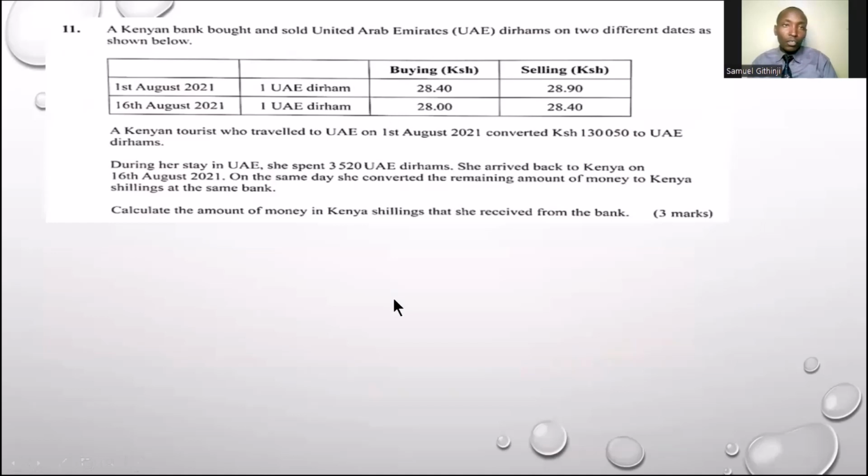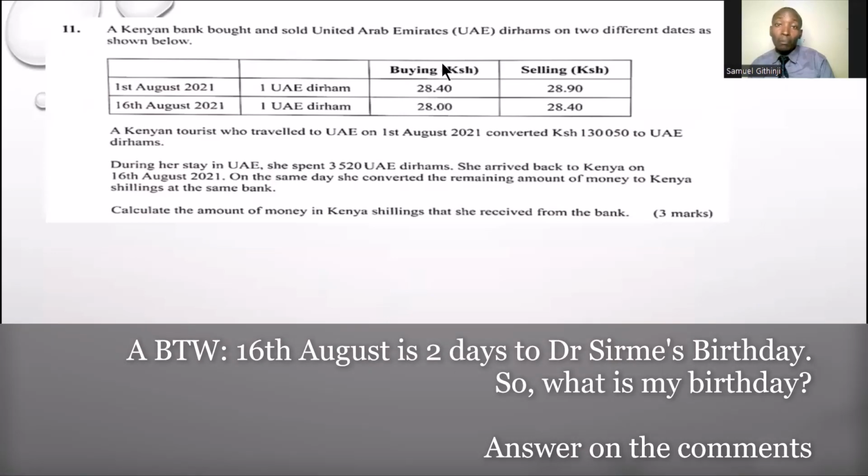This is a question on commercial mathematics, especially the exchange rate. As the question reads, there is a Kenyan bank, and it is selling the United Arab Emirates dirham, or just their currency. This is the exchange rate for the 2 days given, the 1st of August and the 16th of August. You can see how the bank is buying and selling the UAE dirham.